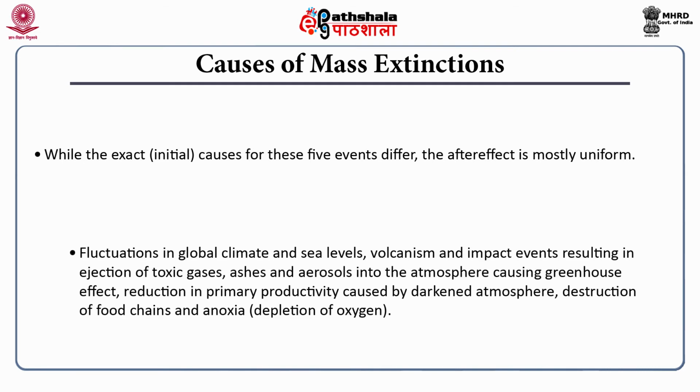So, fluctuations in the global climate and the sea levels, volcanism and impact events resulting in ejection of toxic gases, ashes, and aerosols into the atmosphere, causing the greenhouse effect, reduction in the primary productivity caused by the darkened atmosphere, destruction of the food chains, and anoxia, which is depletion of oxygen. So, all these are after effects of the initial event that drives the mass extinction event.